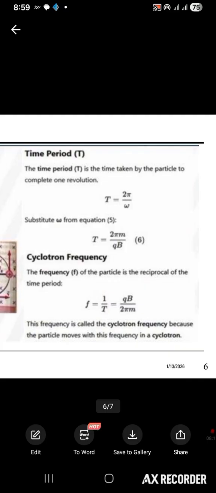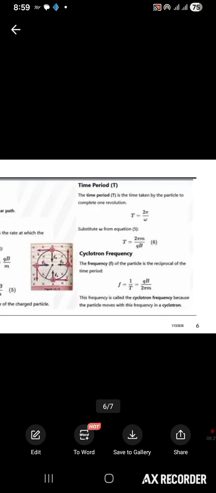We title this frequency as cyclotron frequency. Cyclotron is basically a particle accelerator which uses this frequency. So the frequency entitled as cyclotron frequency, the particle moves with this frequency in a cyclotron. So we are done with the first topic for today.